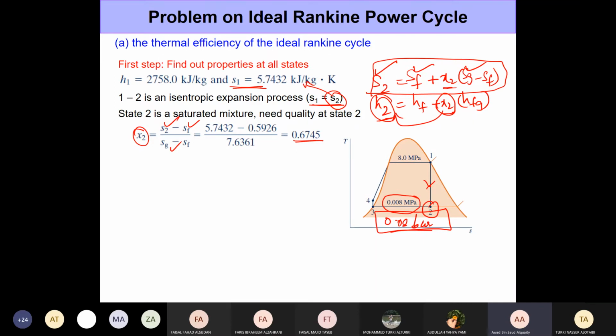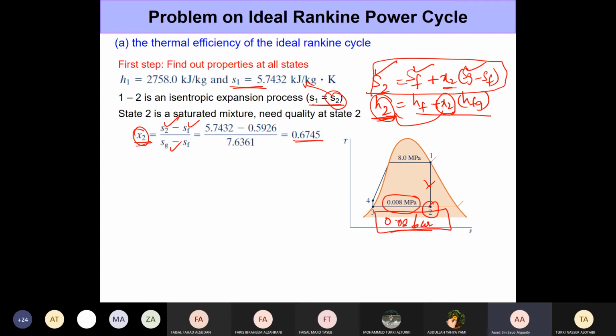just to make sure that the turbine blades are safe. They are still okay at this quality. We still have some amount of water, so not ideal, but sort of okay. Now we have X2, and we just don't want X2, we want the enthalpy as well, right? So we need the enthalpy at state 2.